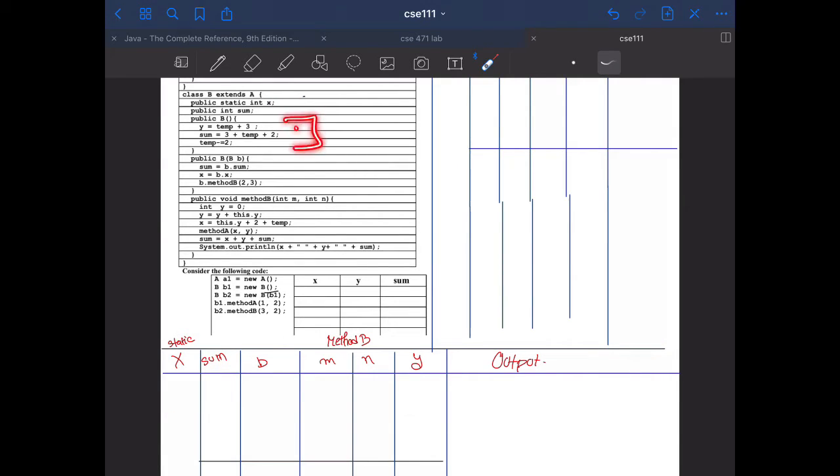and it has two constructors. One doesn't take parameters and one does, and the parameter is b, which is an object of its corresponding class, so an object of class B. And it has a method called method B. It takes two parameters again, and it has its own variable y, and this box is mainly for the output. So this is the main method, and in the main method, let's see how everything is going on.